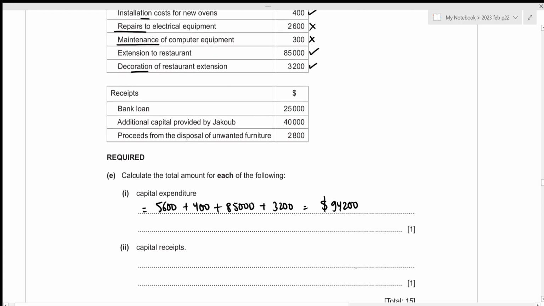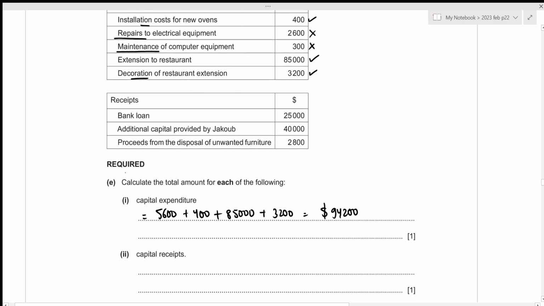All right. Then for the second part, we need to figure out the total of our capital receipts. So we only have to look at our receipts now. So the very first one is bank loan. Once received, this bank loan will act as a long-term benefit to the business because it does not have to be repaid in a few months. It will have to be repaid in a few years' time. So this will act as our capital receipts. That's 25,000. Then we have 40,000 for additional capital provided. So again, this is capital provided, which will act as a long-term benefit. So this should be a part of our capital receipts as well.